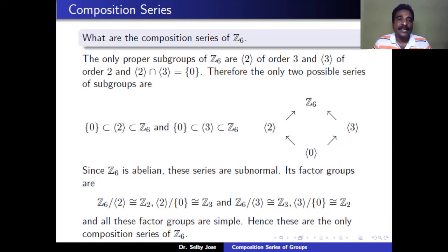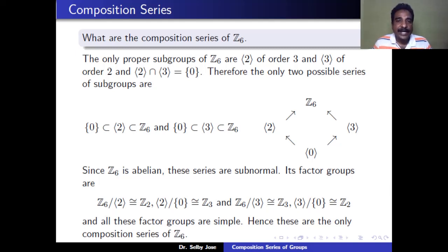That means that there are only 2 proper subgroups of Z6, namely the cyclic subgroup generated by 2, which is of order 3, and the cyclic subgroup generated by 3, which is of order 2. And their intersection contains only the identity element, because the cyclic subgroup generated by 2 is the set 0, 2 and 4, and the cyclic subgroup generated by 3 contains 2 elements, namely 0 and 3. So there is no common element other than the identity element.